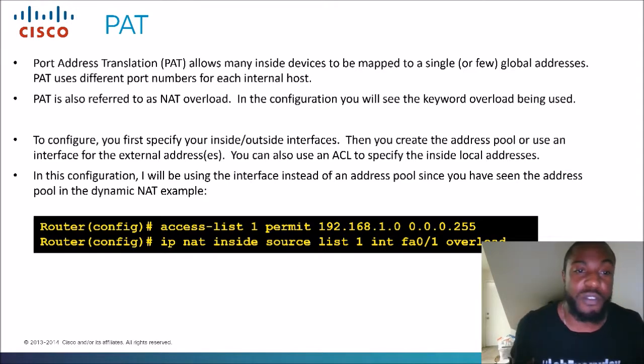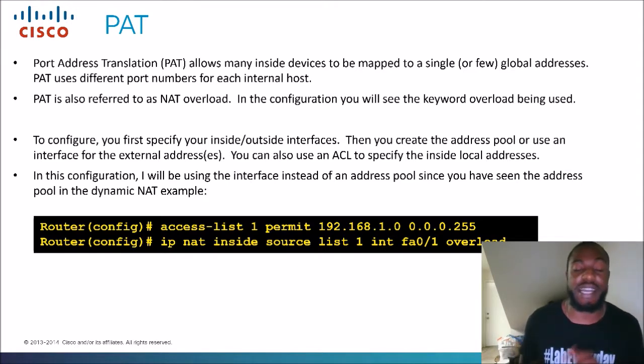Anyway, to configure, you first specify your inside and outside interfaces, which we did in the static NAT video, right? Then you create the address pool or use an interface for the external addresses. You can also use an ACL to specify inside local addresses. In this configuration, he will be using the interface instead of the address pool, since we've seen the address pool in the dynamic NAT example. And that's exactly what we did in Boson NetSim.